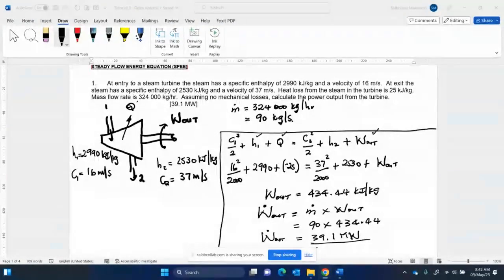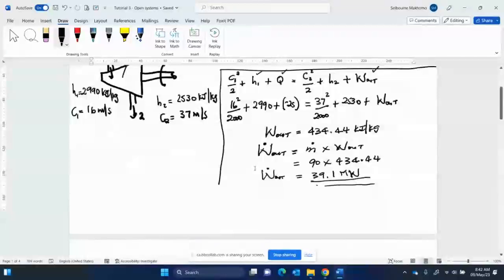This is our answer. And you will see from here that the answer is positive, which means that we are dealing with a turbine. And in the exam, if you get a positive answer, you must know that your answer is correct. And what else?